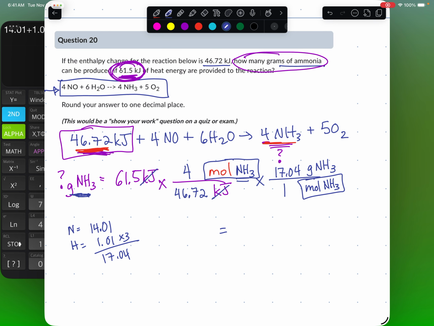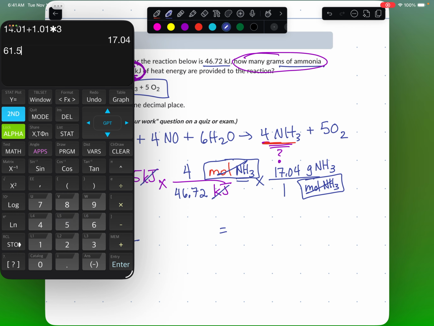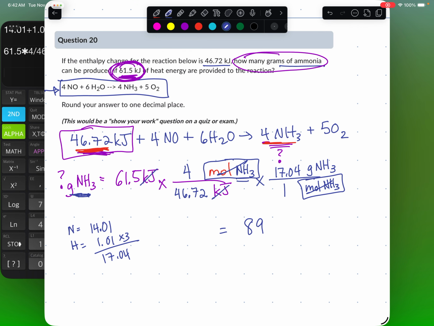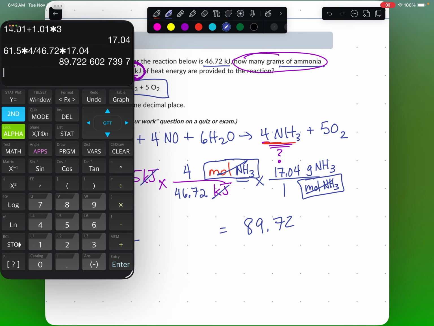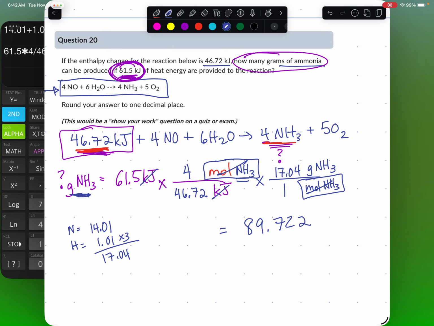And now I'm ready to calculate this. So I've got 61.5, that's my starting number, times 4 divided by 46.72 times 17.04 equals, and I get 89.722 grams. It looks like I'm going to go down to 3 significant figures based on that first number that I'm given. So how about 89.7 grams of ammonia? That's what I'm going to type in for the answer.